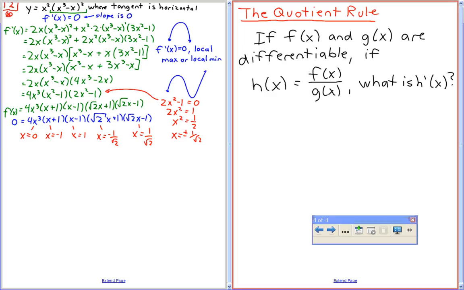If you'll notice today, our warm-up was with a fraction question and it was a mess. Hopefully this is going to make the fraction questions a little bit easier.